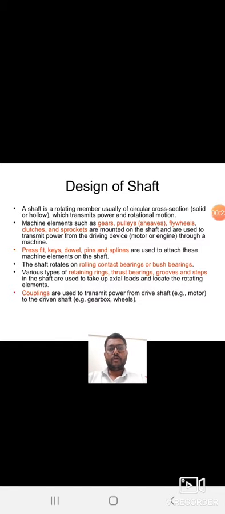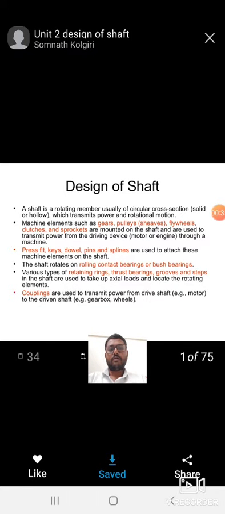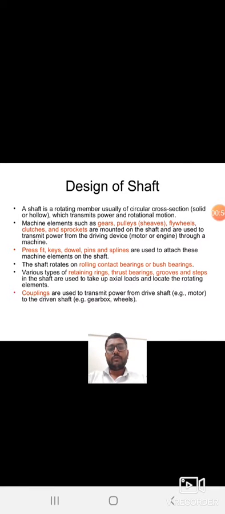A shaft is a rotating member, usually of circular cross section, which means it is either solid or hollow, which transmits power and rotational motion. Also, machine elements such as gears, pulleys, flywheels, clutches, and sprockets are mounted on the shafts and are used to transmit power from the driving device.